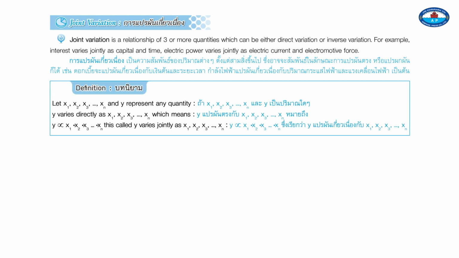Definition. Let x1, x2, x3 until xn and y represent any quantity. Y varies directly as x1, x2, x3 until xn, which means y varies x1, x2, x3 until xn. This is called y varies jointly as x1, x2, x3 until xn.